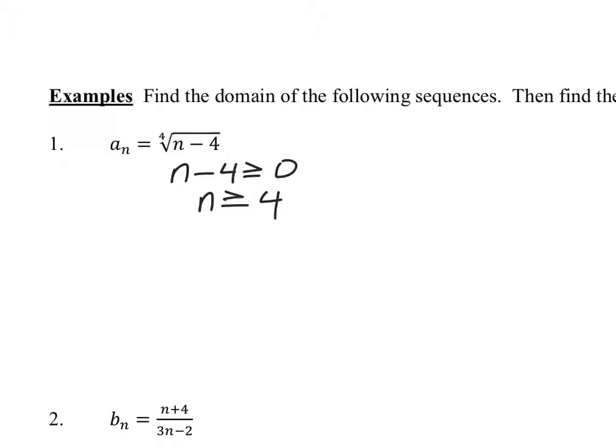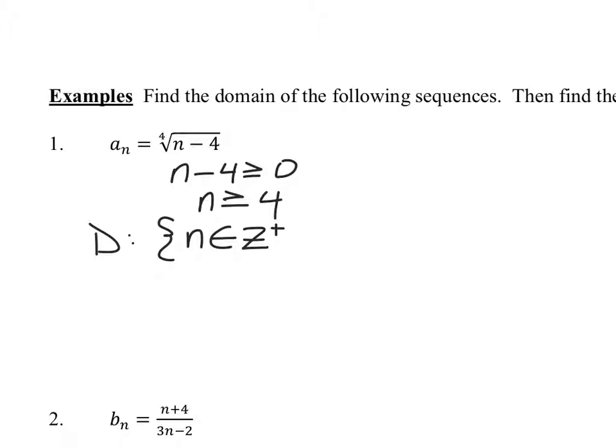Bearing in mind that there's nothing wrong with having a negative under an odd root, right? So if it's a cube root, fifth root, whatever, you could have a negative under the radical, and there's no problem. It's only the even roots. So what I would state here is my domain is that n belongs to the set of positive integers.